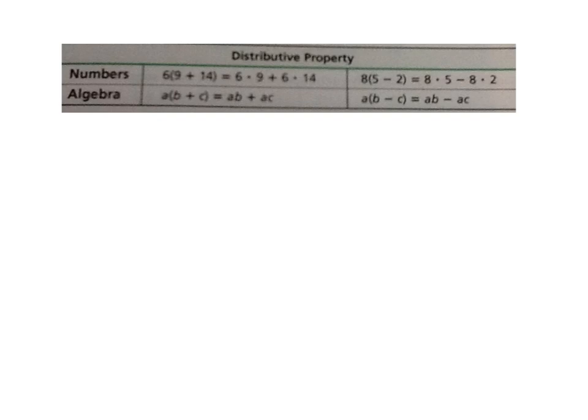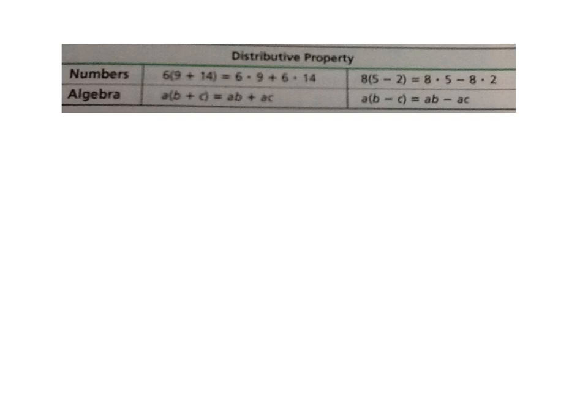The next thing we're going to talk about is the distributive property. We use the distributive property to remove parentheses when there's 2 terms inside the parentheses. A lot of times you would just say, oh, we do 9 plus 14, and then we multiply it by 6. That is true, but there is another way we can do that, okay?